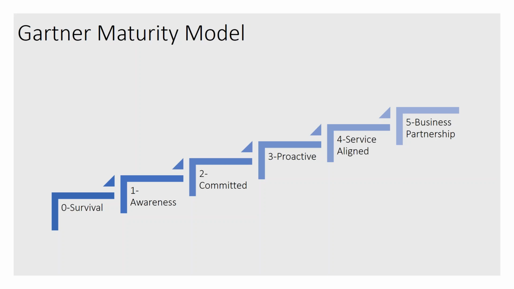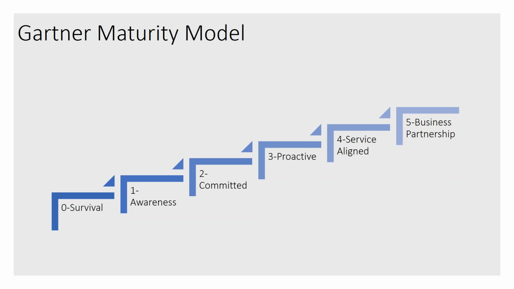One of the things that's important to note about the maturity model is that it is a process, and you don't just go straight from survival to business partnership. I think a lot of organizations that want their IT to be more effective may be down at level 1 and they want to be at level 5, and they're frustrated that they're not at level 5. I think it's important to remember that it requires a process to go from level 1 to level 5.